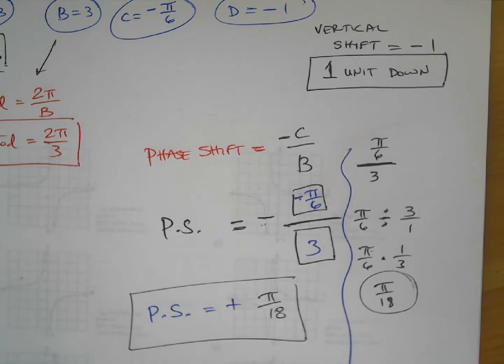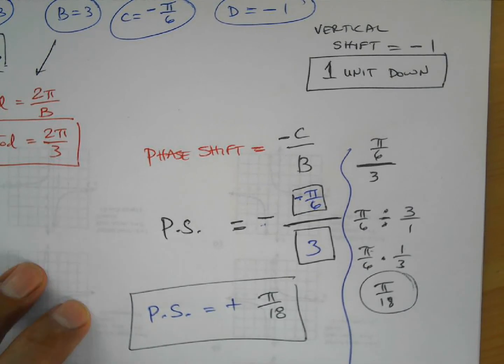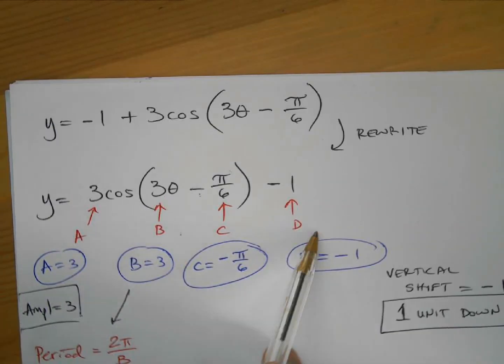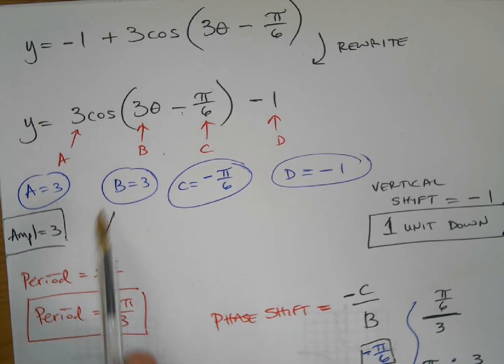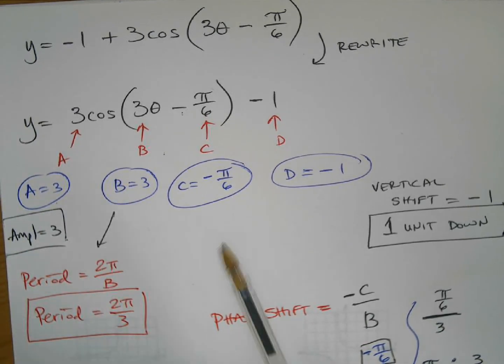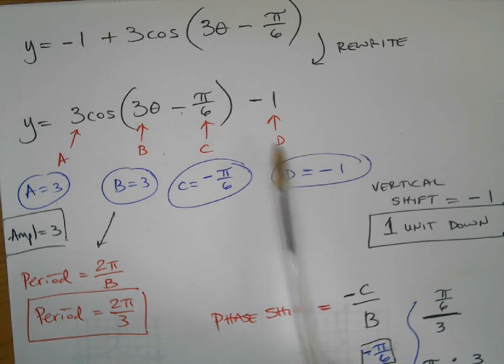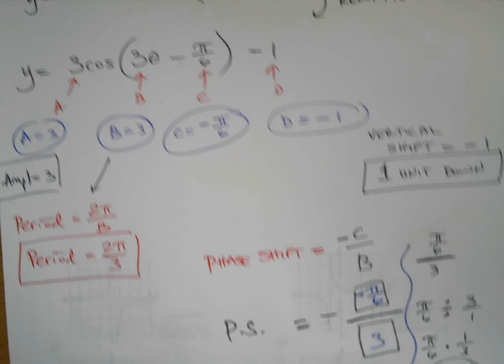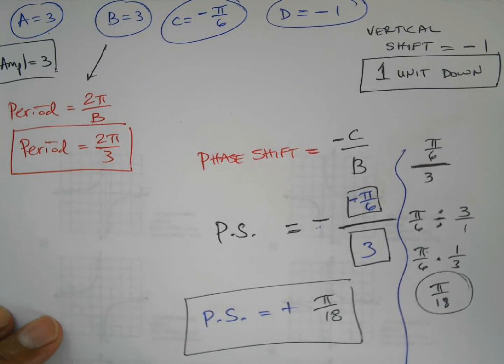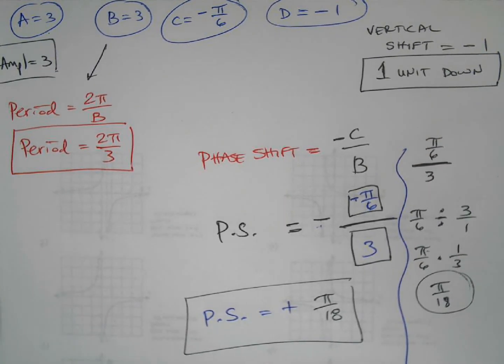Okay, and we're just getting these values right. That's all you're learning today. You don't have to graph. Just know how to understand the general form. Know which one's A, B, C, D. And you've already learned A and B. You use that for the amplitude and the period. This was new, the vertical shift, and how to use the C and the B value to find the phase shift. All right, there you go.